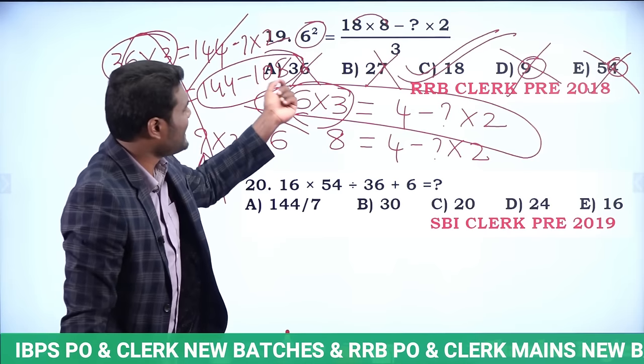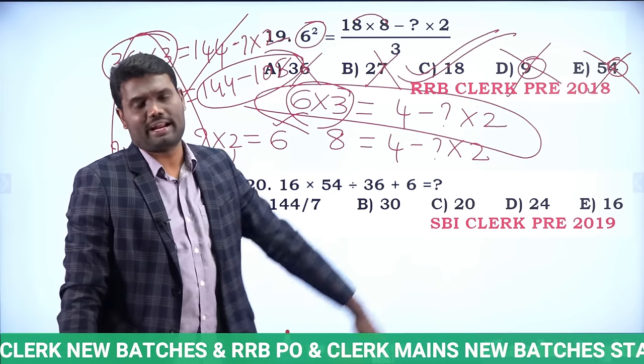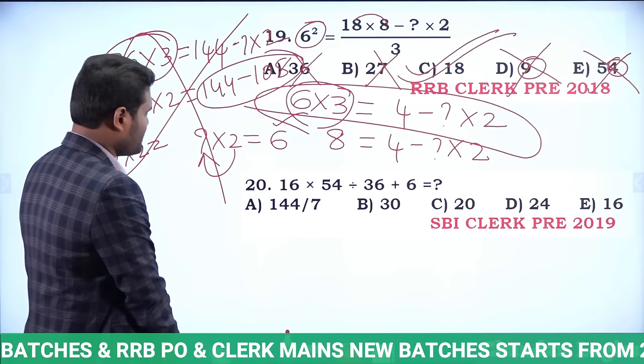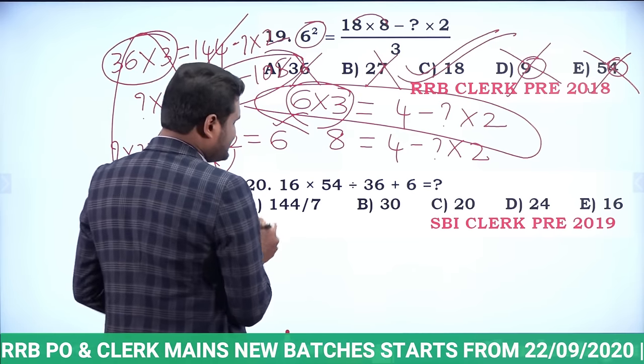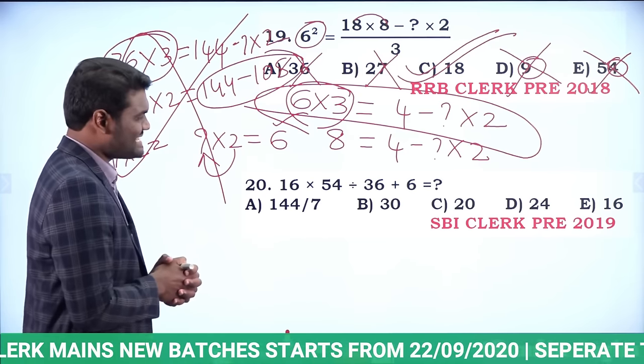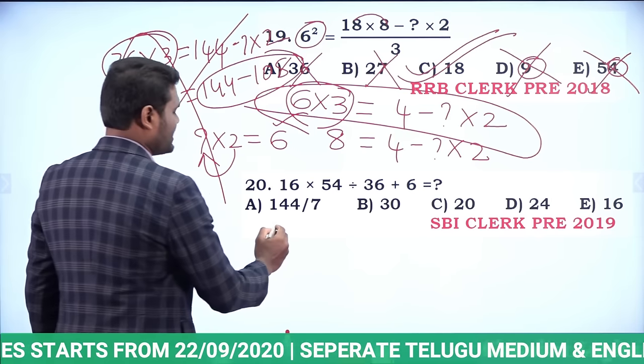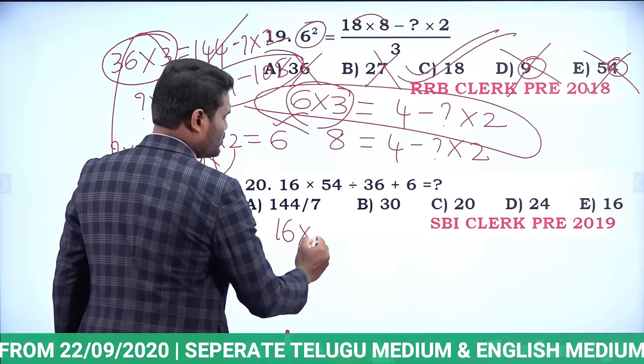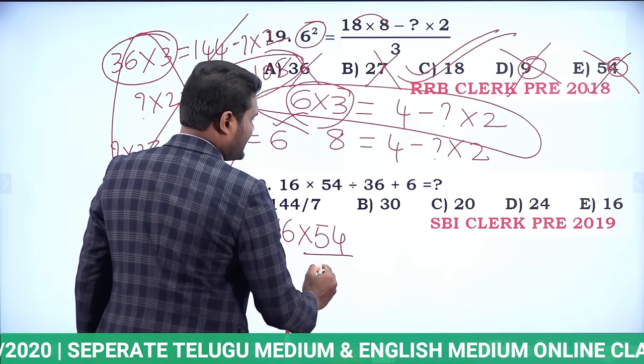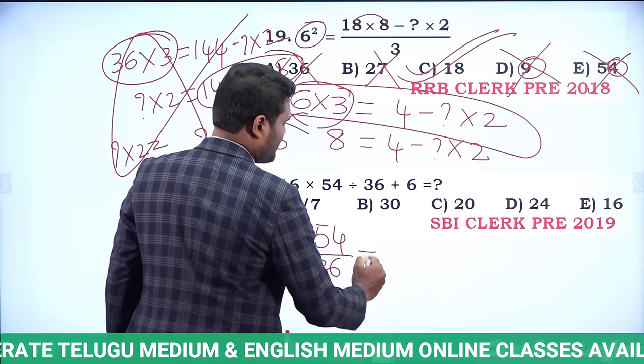If you verify the last digit, even without doing the calculation, you can get the answer. Okay. Very simple question. Look at the next one. 16 into 54 divided by 36 plus 6 equal to how much? Just a simple calculation, calculate it. This is 16 into 54 divided by 36 plus 6.